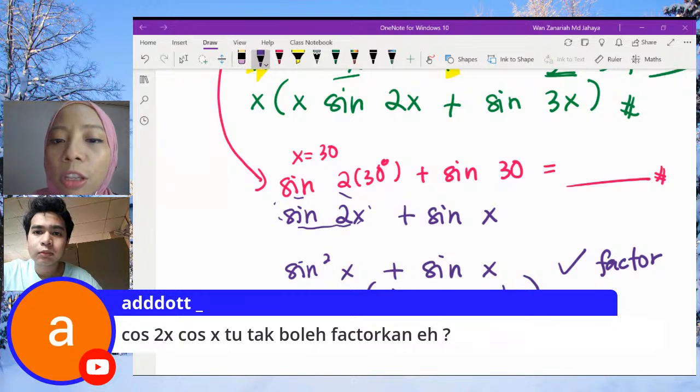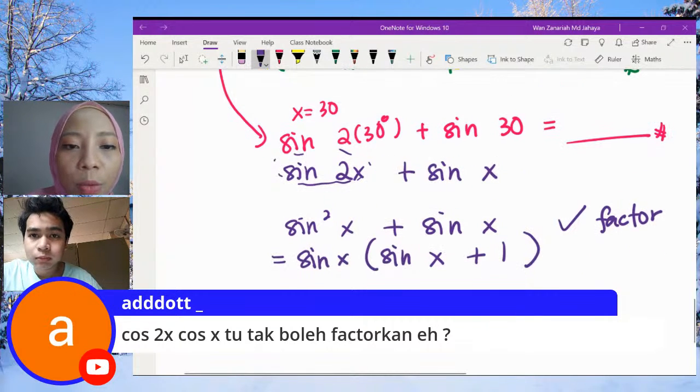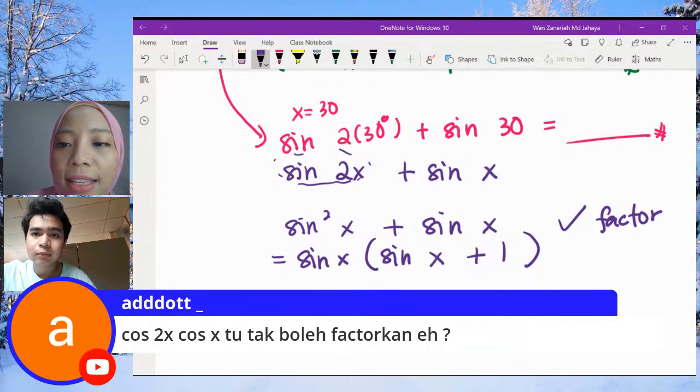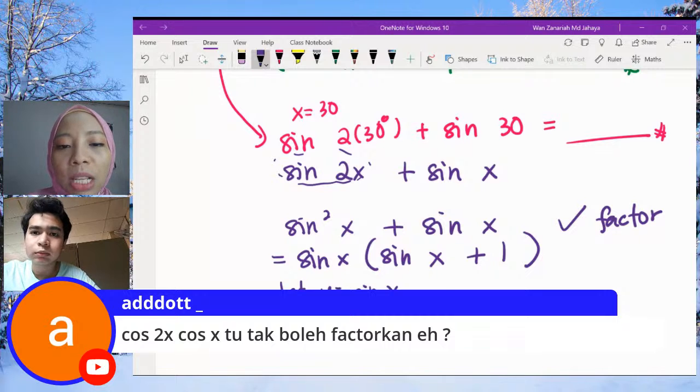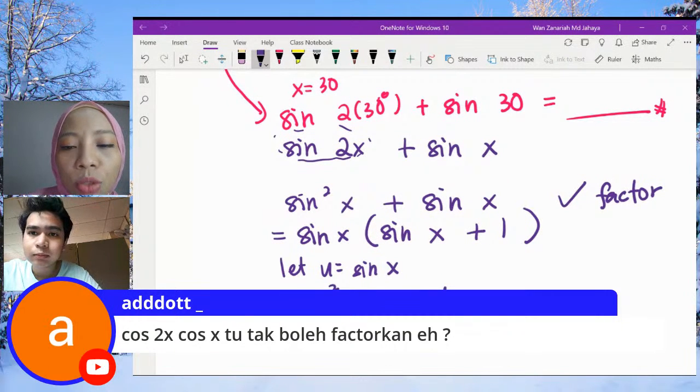Because when we let u is sin x, so ini jadi u square plus u. So bila kita factor dia jadi u sahaja, satu je u kan? U plus 1.